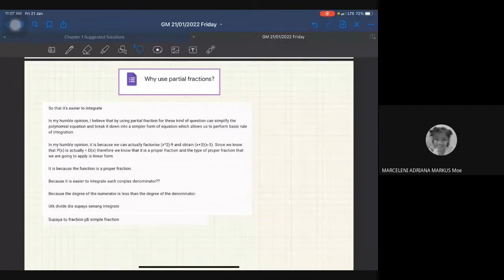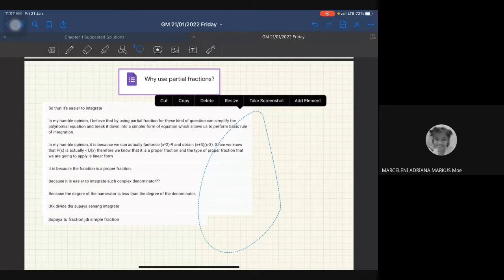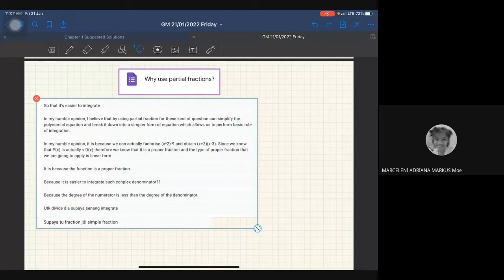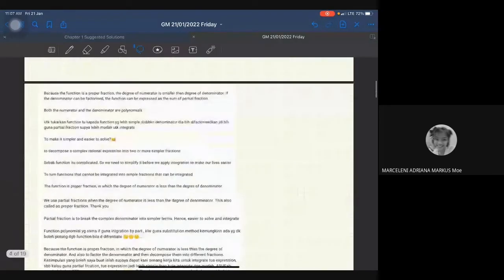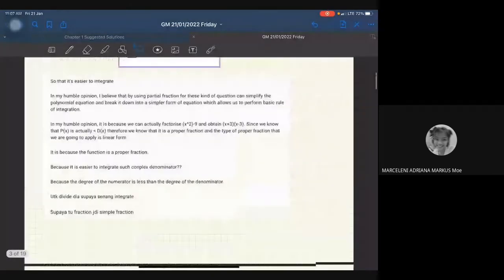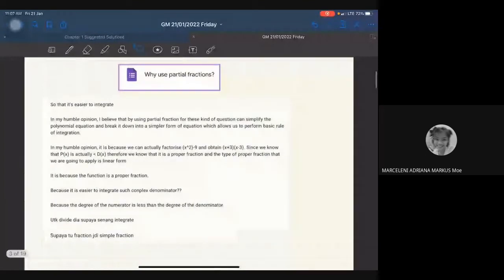Okay, so ini antara jawapan kawan-kawan awak yang kawan awak bagi kat sini. Kejap saya besarkan sikit kalau tak nampak. Okay, so ada beberapa lah jawapan yang diberikan. Kat bawah ni pun ada lagi banyak, right? So, tak ada satu pun yang salah. Dalam banyak-banyak jawapan ni semua betul.